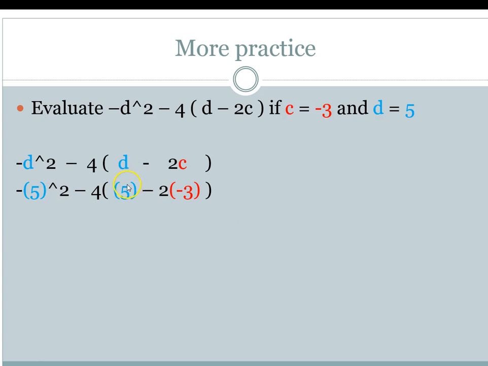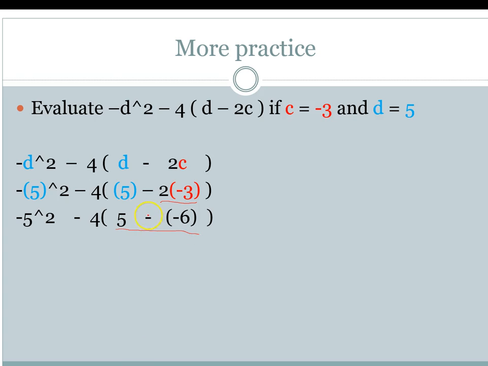Over here, we have a parenthesis, so we would do this first. Inside the parenthesis, we have subtraction and multiplication. So multiplication's first. 2 times negative 3. 2 times negative 3 is negative 6, so we would write that in parentheses. Negative 6, bring down the minus, bring down the 5, bring down the 4, bring down everything else, and then keep simplifying your parentheses. Next step is 5 minus negative 6.